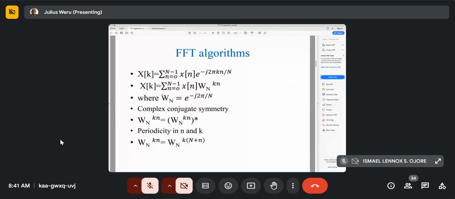If you square this, if you have W_N squared, it means you can bring that 2 here, so this becomes N over 2. So this becomes j2 pi over N over 2. And of course, if you have N over 2, that becomes W_(N over 2). Does it make sense to everybody?